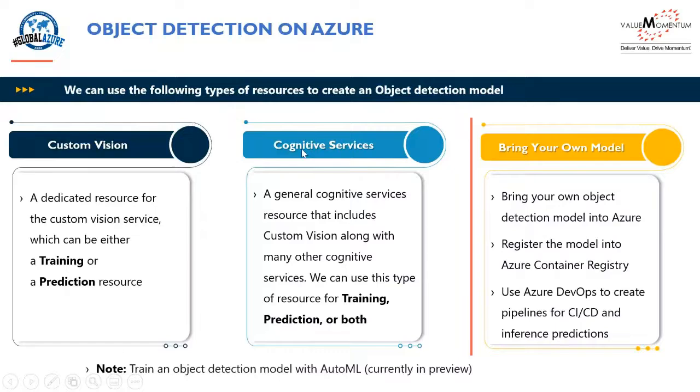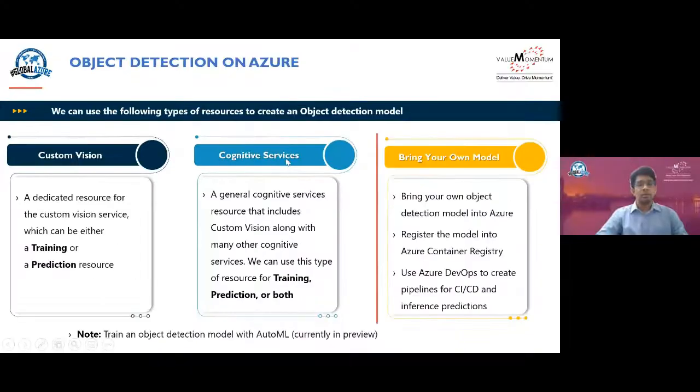So you can create a Cognitive Services resource and use that for training, prediction, or both. Or you say, I just want to use the infrastructure of Azure and not the model creation. I don't want to do it on Azure, and I already have a pre-built model on my on-premise systems. You can even bring your own model into Azure. You can deploy that, register the model into a container registry, and then use Azure DevOps to create CI/CD pipelines and make your predictions.